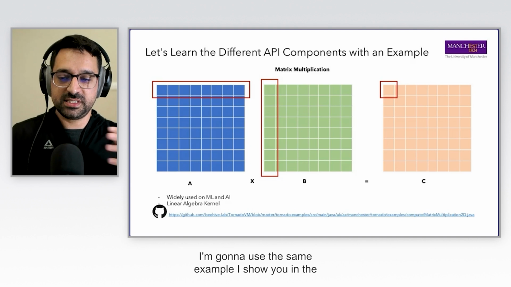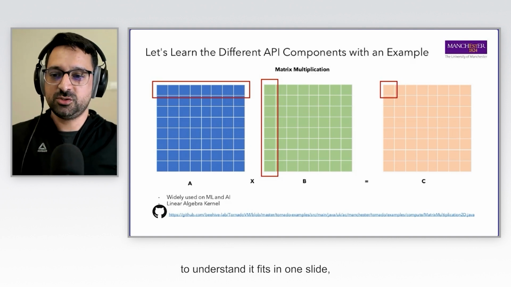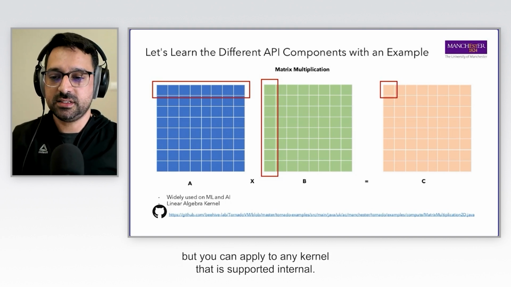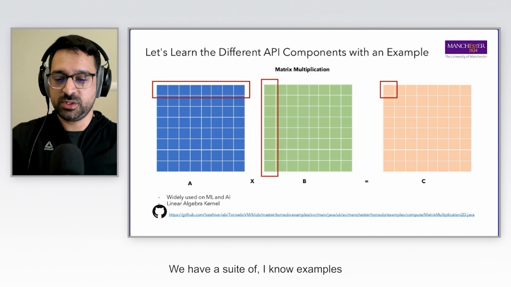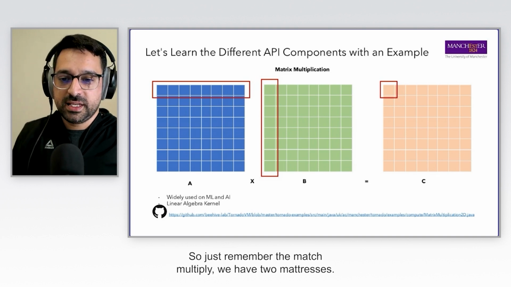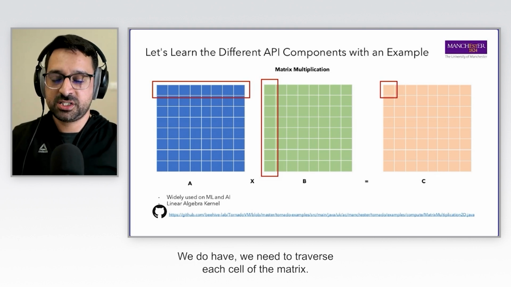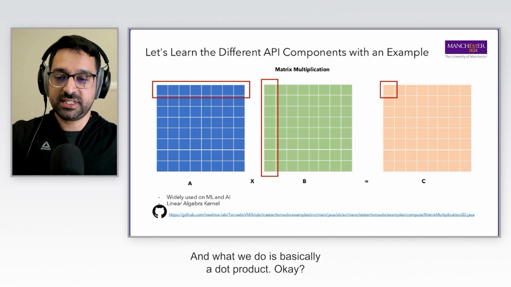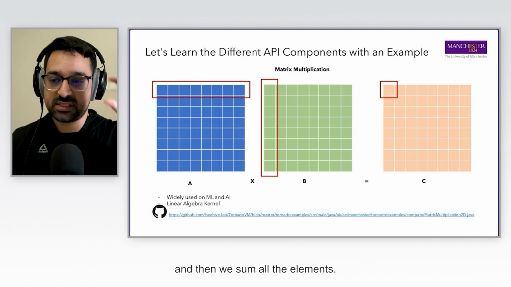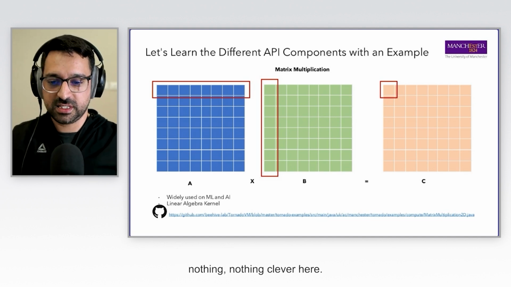I'm going to use the same example I showed you in the performance evaluation, the matrix multiply, because it's easy to understand, it fits in one slide. But you can apply it to any kernel that is supported in Tornado. We have a suite of examples and benchmarks that you can run and take a look at. So just remember the matrix multiply, we have two matrices. We need to traverse each cell of the matrix, and what we do is basically a dot product. So we multiply the row by a column, and then we sum all the elements. I'm not going to use anything but the canonical example, nothing clever here.